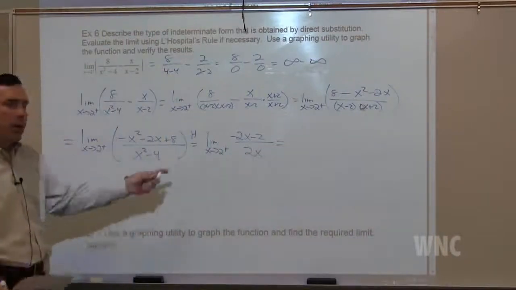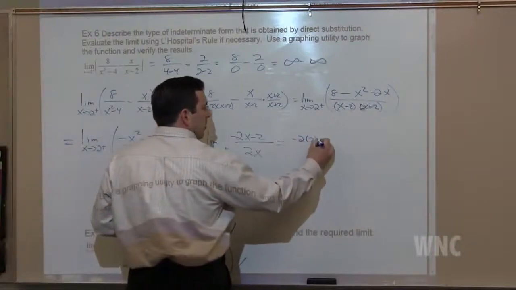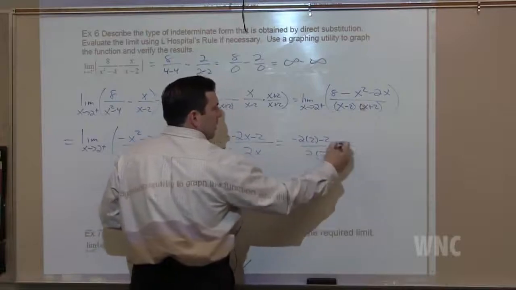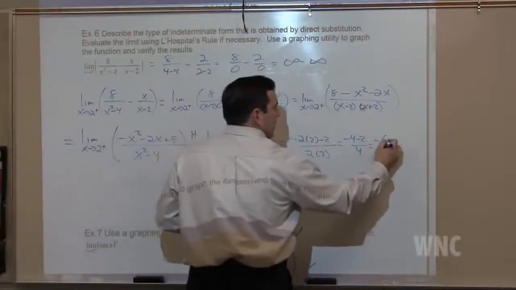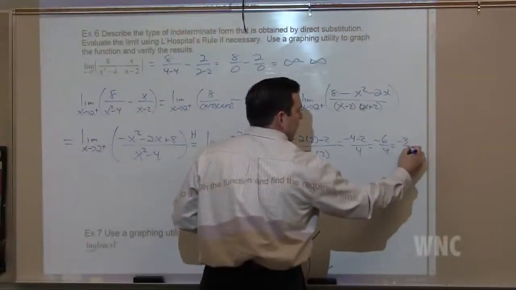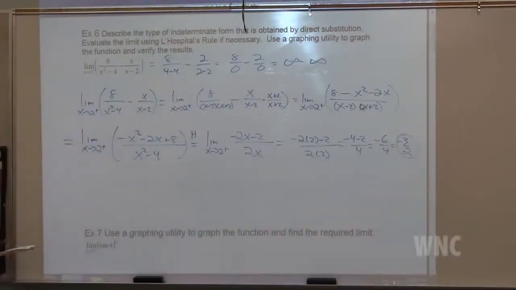Now if I plug in this 2, I don't have the indeterminate form. So it's going to be negative 2 times 2 minus 2 over 2 times 2. That's negative 4 minus 2 over 4. Negative 6 over 4, excuse me. Negative 3 halves. Okay, that's it.